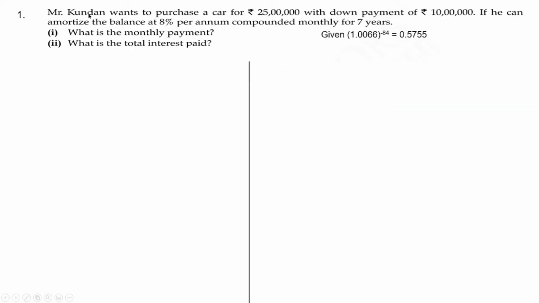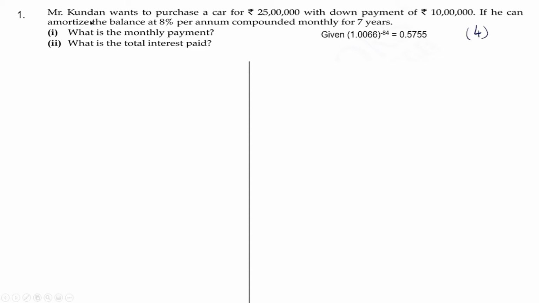Now we'll see a practice question. Mr. Kundan wants to purchase a car for rupees 25 lakhs with a down payment of rupees 10 lakhs. If he can amortize the balance at 8% per annum, compounded monthly for 7 years, what is the monthly payment? What is the total interest paid? A similar question was asked for 4 marks.